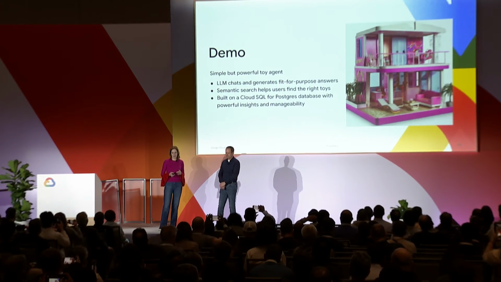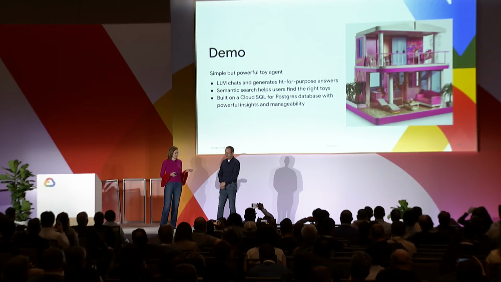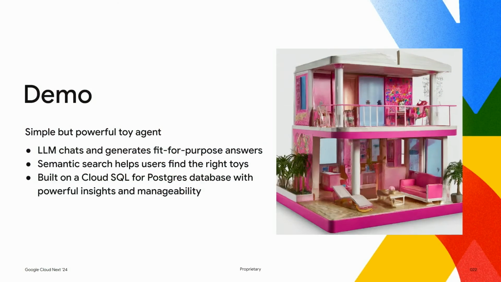Cool. So maybe if you want to do a quick intro for the demo, Yoav. Sure. The first thing I want to mention on this slide, actually, we should have said it earlier, is that all of these pictures are generated by Gemini. So for this one, I said, show me a picture of Barbie's house or something like that, and this is what it came up with. So it was pretty good. It's all Gemini generated.